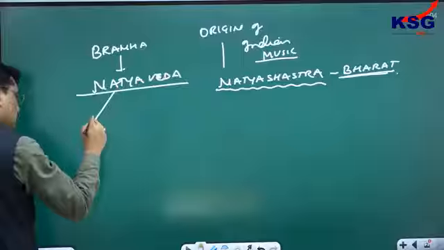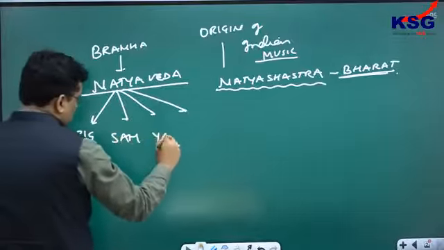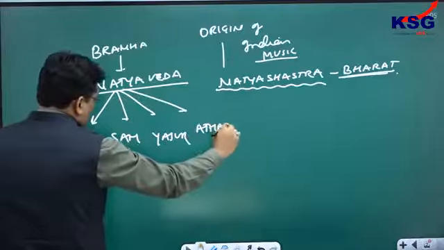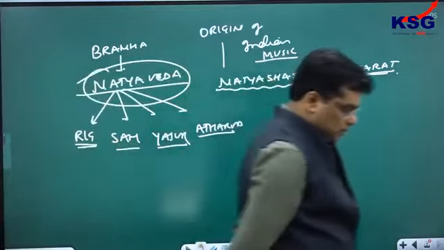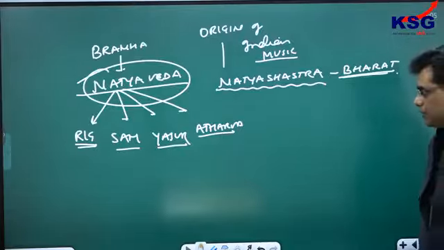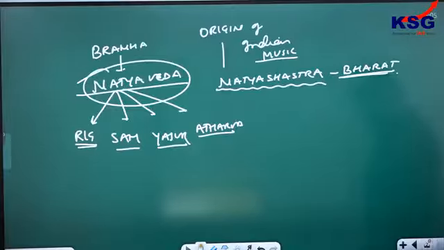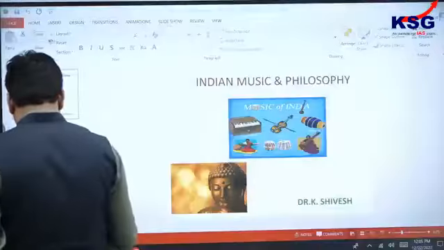It is borrowed from all four Vedas: the Rig Veda, Sama Veda, Yajur Veda, and Atharva Veda. When the Gods pleaded with Brahma to create some mode of entertainment for them, Brahma created the Natya Veda, taking many things from the four Vedas. And after that came the Natya Shastra by Bharat Muni.